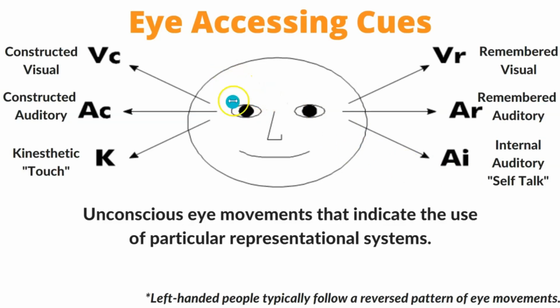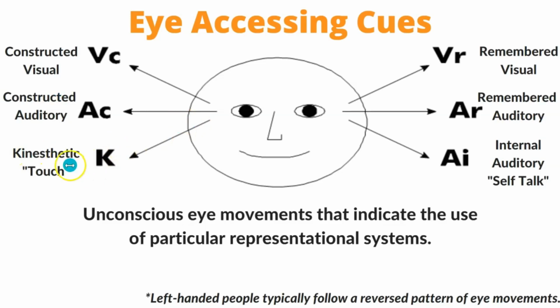Now over here on the left side, but the person's right side, we have constructed visual. If you ask somebody to imagine something, like a pink elephant, then the eyes would move up and to the left. Here we would have constructed auditory. This is where they would imagine a type of sound, like pretending that your father sounds like Mickey Mouse.